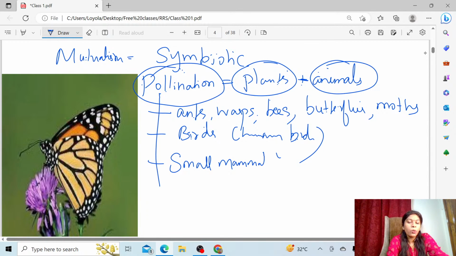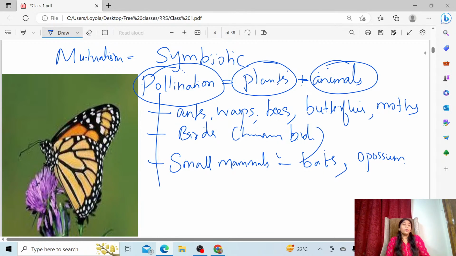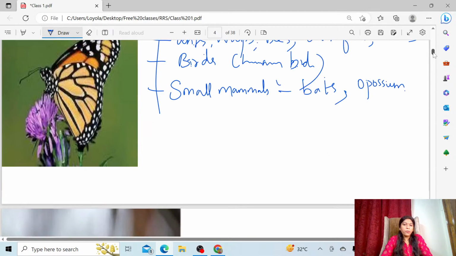Small mammals, like bats. You can take bats, and again we can also consider the opossum. It's a kind of small monkey, so this way it's a primate. So this way you should know mutualism. The first example I can give is pollination. Then we'll go to the next example for mutualism.